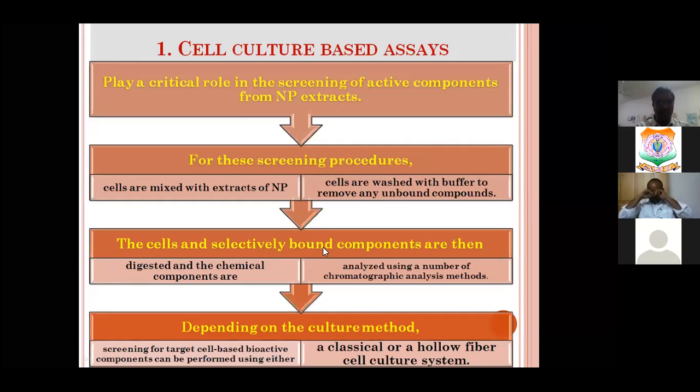Then the cells and selectively bound components are digested with some chemical components, and the components are analyzed by using chromatographic techniques. Depending upon the culture method, there are two types of method. One is the classical cell culture method, another is the hollow fiber cell culture method.